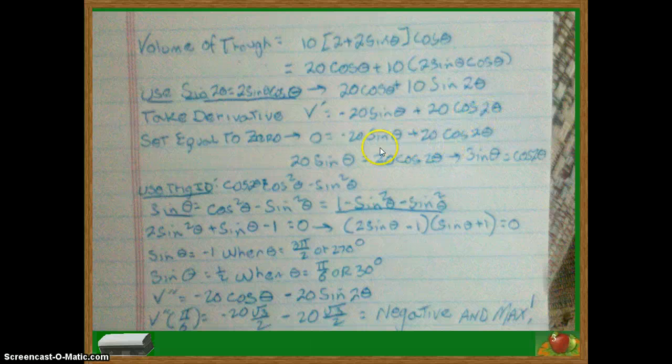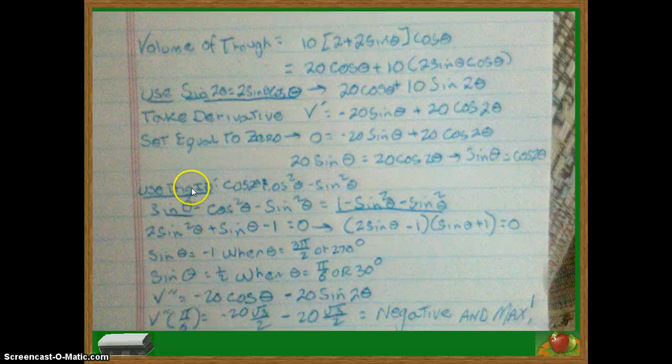I'm going to set it equal to 0. I get 0 equals negative 20 sine of theta plus 20 cosine of 2 theta. Add the 20 sine of theta to both sides. So I get 20 sine theta equals 20 cosine of 2 theta, and therefore sine of theta has to equal cosine 2 theta. So how do you solve this?